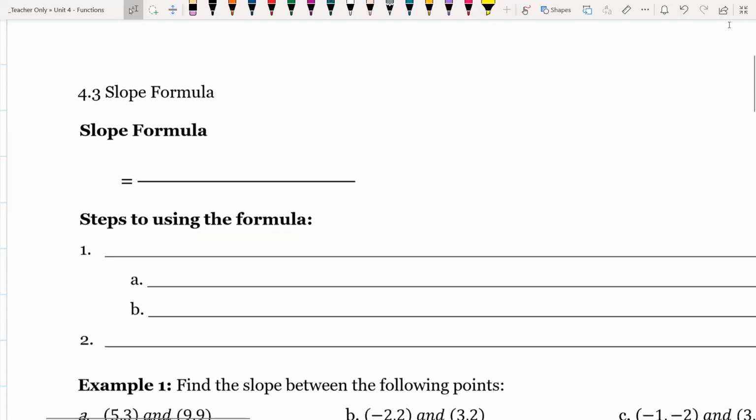Okay, so we are going to talk about the slope formula now. The slope formula is used when we want to find the slope given a couple of points. The slope in an equation is called m. So it's m equals our y2 minus our y1 over our x2 minus x1.